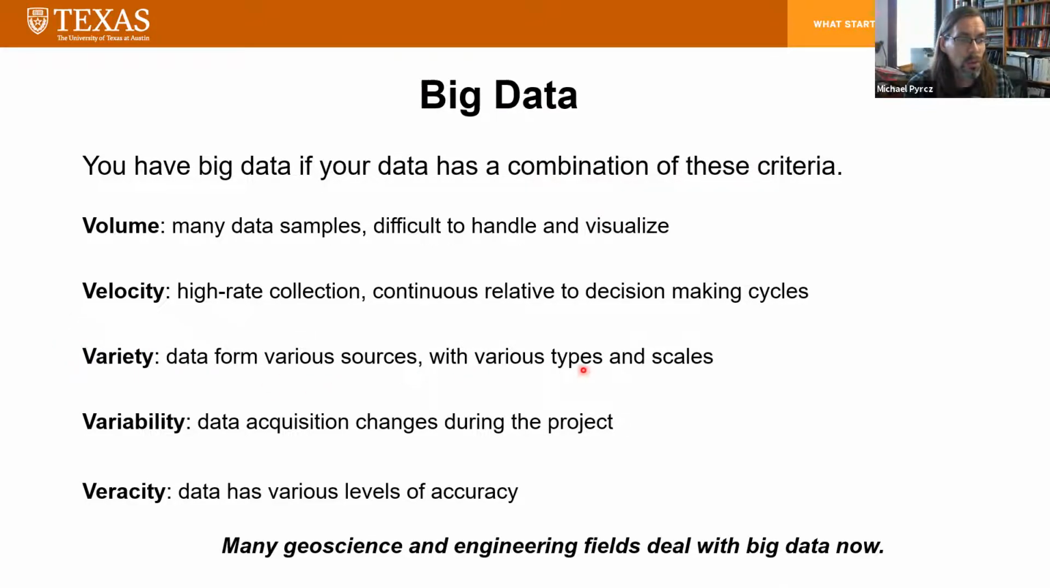Variety: data from various sources with various types and scales. Do I need to say anything? I bet we have people in the room who work with pore scale data. We have people in the room who work with basin scale data. We work across all scales. Variability: data acquisition changes during the project. Oh yes. We have amazing projects which have been around for about 100 years. Were they doing the same petrophysical logs? Were they running the same type of geophysical? We have 2D geophysical to 3D to 4D. It changes. Check that box.